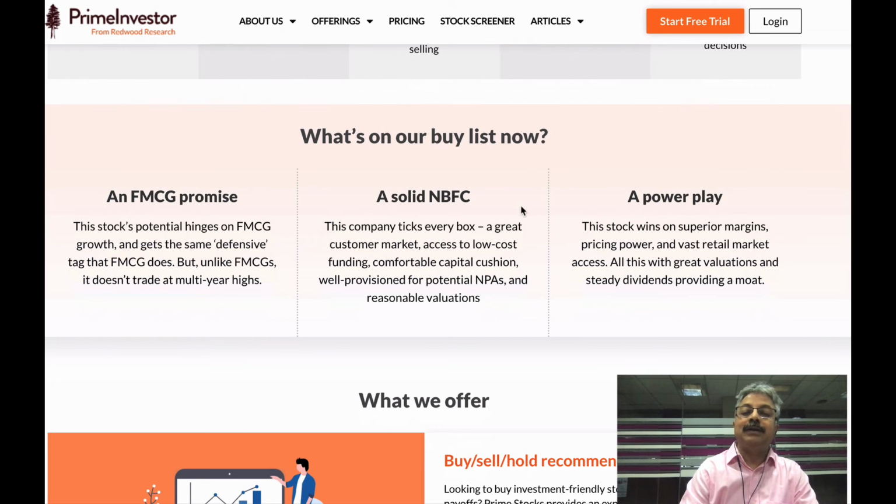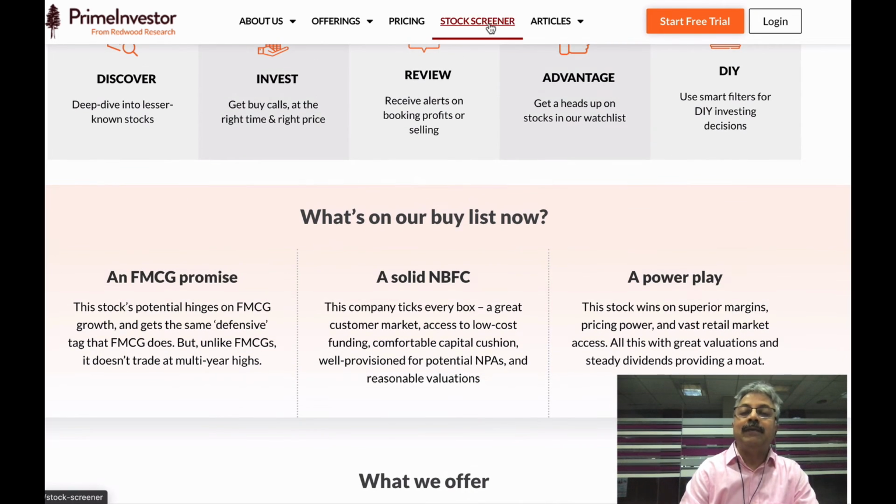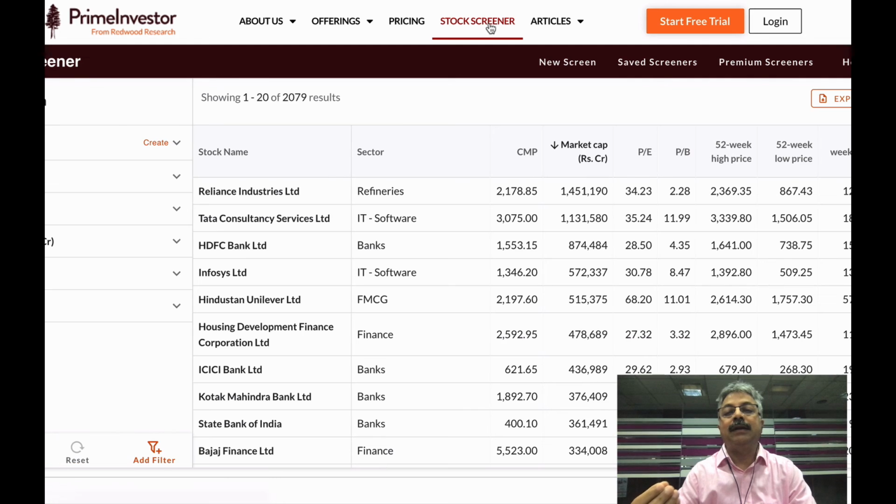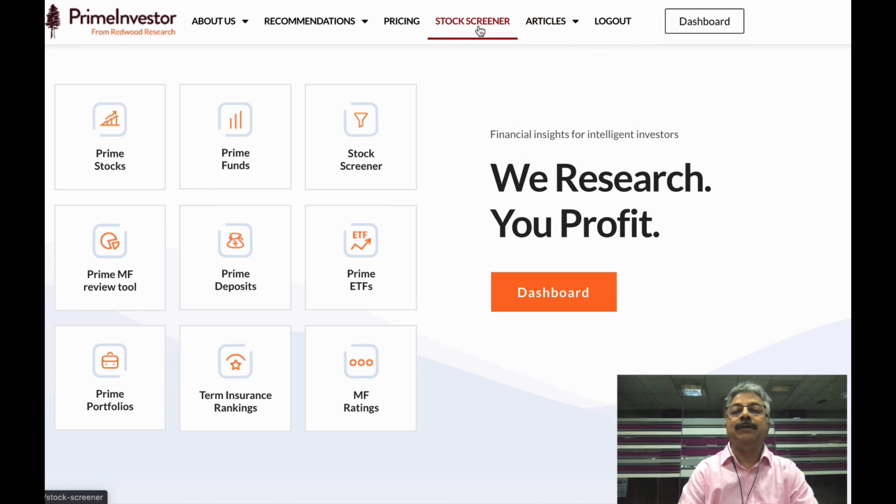And as part of our stock offering, we also have a stock screener. And now this is very powerful. If you want to make your own decisions in terms of how to build your stock portfolio, similar to what we had with our prime funds and our prime ratings, this will help. The stock screener deserves a separate demo on its own, and we'll do one separately. But I just wanted to show you that this is also available to you at this point of time.